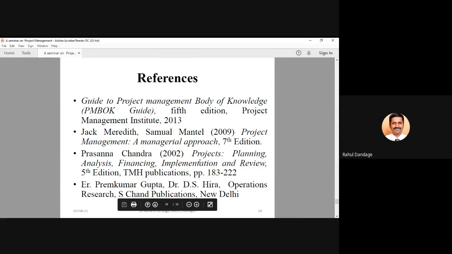So these are some of the references which you can refer for this particular module number 3.